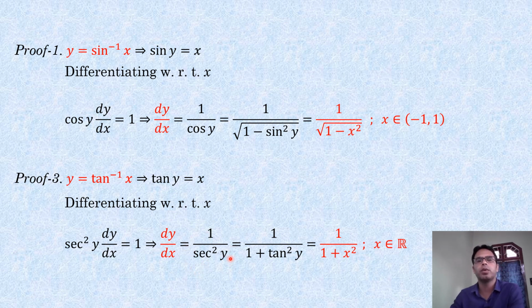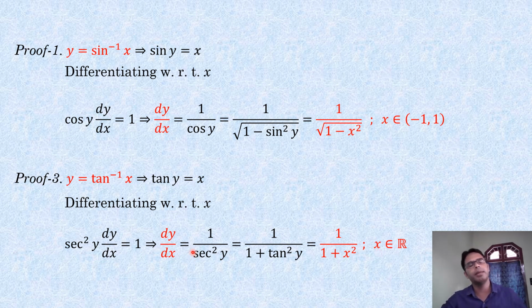Again you have to convert this y in terms of x, so it is 1 by sec square y, which is 1 plus tan square y, you know that one, equal to 1 by 1 plus tan square y. Since tan y is equal to x, tan square y will be x square, and x belongs to R. That is the derivative of tan inverse x, and this is the simple proof.